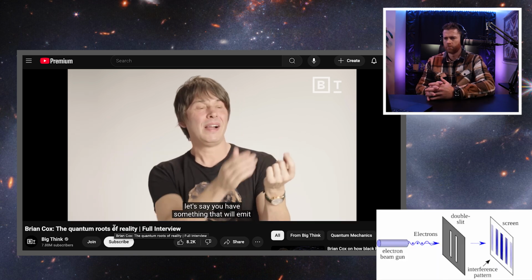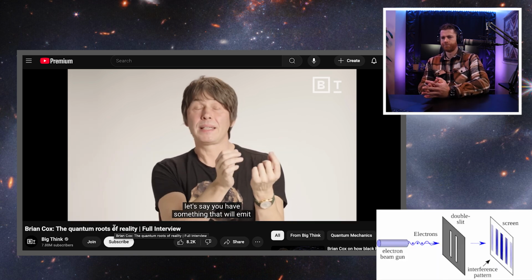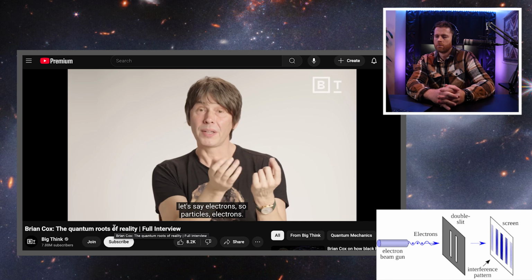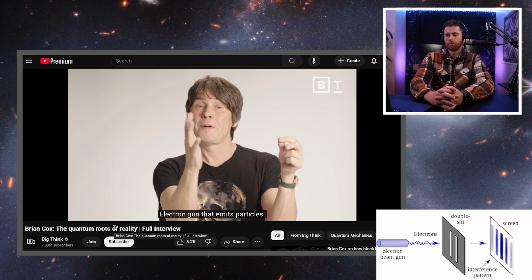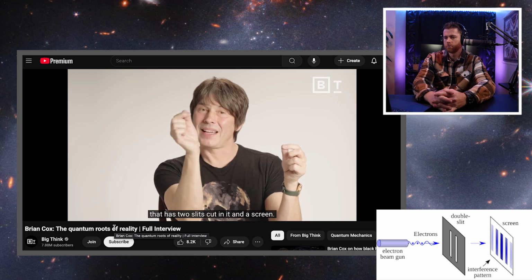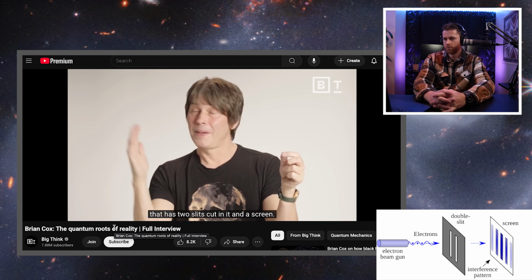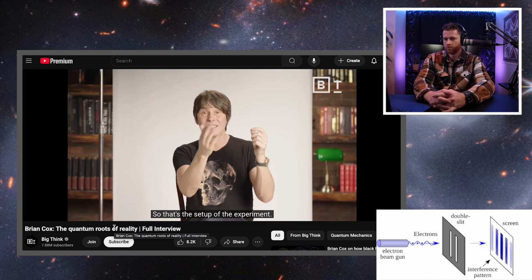Let's say you have something that will emit, let's say electrons, so particles, electrons, electron gun that emits particles. And then you have a barrier that has two slits cut in it and a screen. So that's the setup of the experiment. So we have something that emits electrons, two slits cut in a screen, and a detector, another screen that the electrons will hit. So you fire the electrons out.